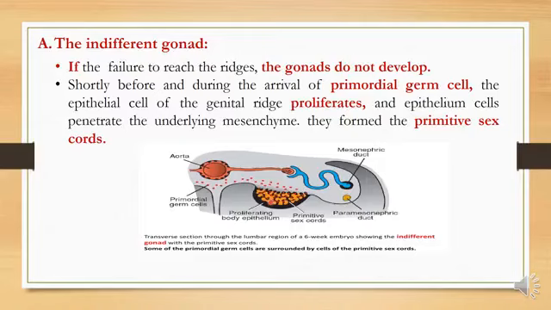Shortly before and during the arrival of primordial germ cells, the epithelial cells of the genital ridge proliferate and penetrate the underlying mesenchyme. They form the primitive sex cords.